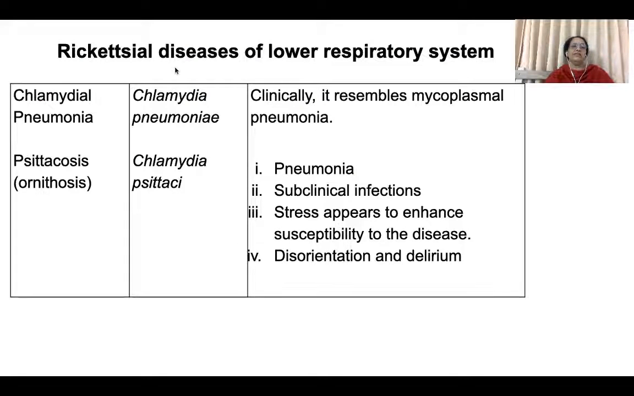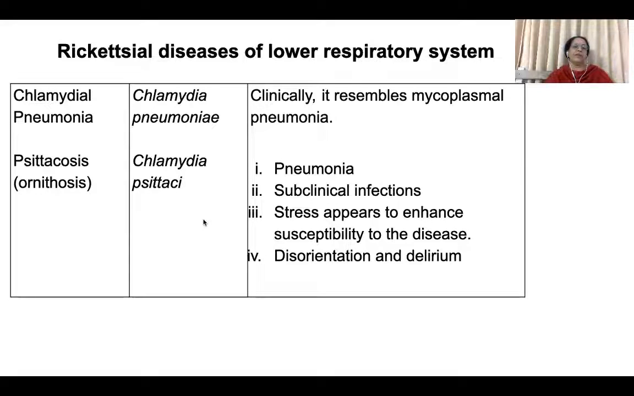Third category is rickettsial diseases of the lower respiratory system. Rickettsia is a pathogen or organism which has some characteristics of bacteria, that is they are gram-negative small rod-shaped organisms, while some characteristics are like viruses, that is they require living media for their growth. The disease caused by the first rickettsia, Chlamydia pneumoniae, is chlamydial pneumonia. This clinically resembles mycoplasmal pneumonia, that is a milder form of infection.